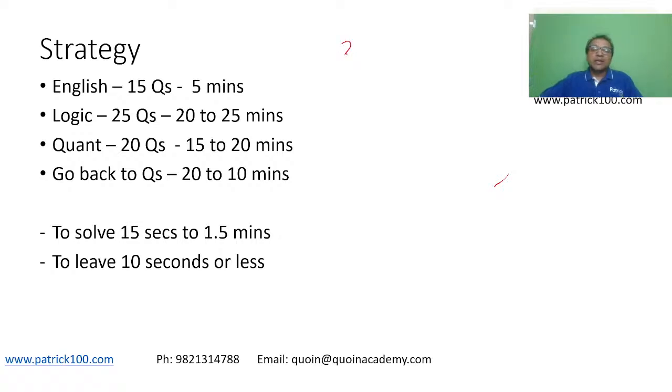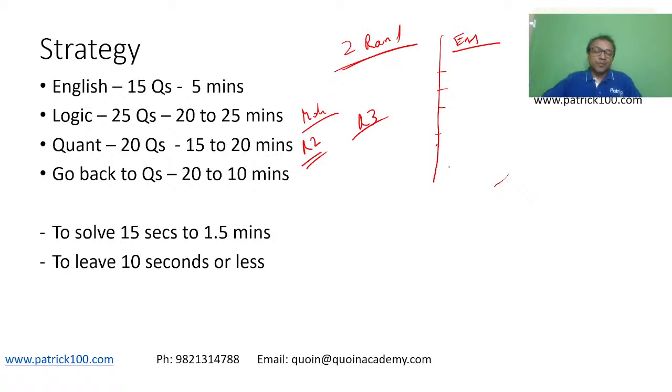I normally recommend at least a 2-round strategy. Some people find it difficult, but a 2-round strategy, where in the first round you go through all the questions and solve only the easy ones. And as and when you solve the easy ones, any question that is of moderate level, mark it separately on a paper, saying that these are moderate questions that will come in round 2. And the rest of the questions can come in round 3.